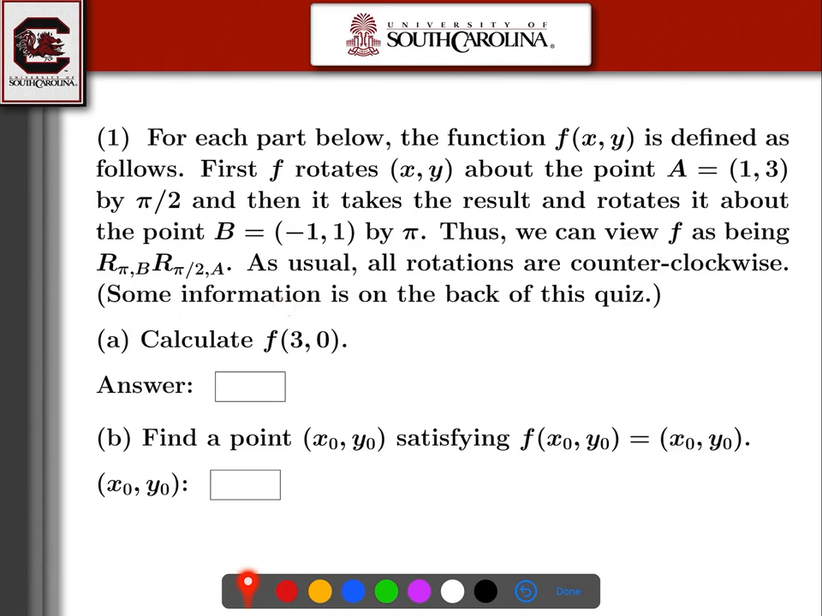So in this problem, f is a function which rotates about the point A by an angle of pi halves. Again, all rotations are counterclockwise. And then it rotates after that, the result of that, about a point B by the angle of pi. So f can be thought of in this way as a rotation about A by pi halves, followed by a rotation about B by pi.